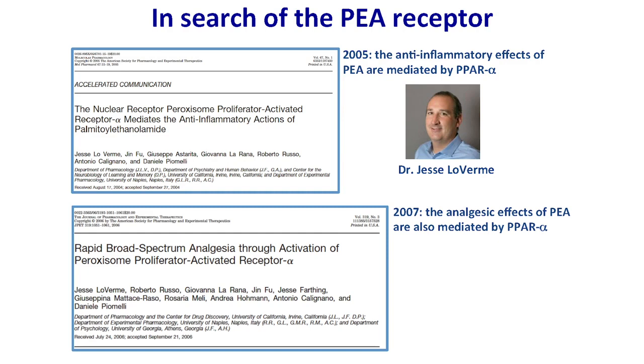If you knock out PPAR alpha, the effects are gone. If you give a PPAR alpha mimic, the effects are replicated. If you use a PPAR alpha blocker, the effects are gone. So it really is entirely mediated by PPAR alpha.